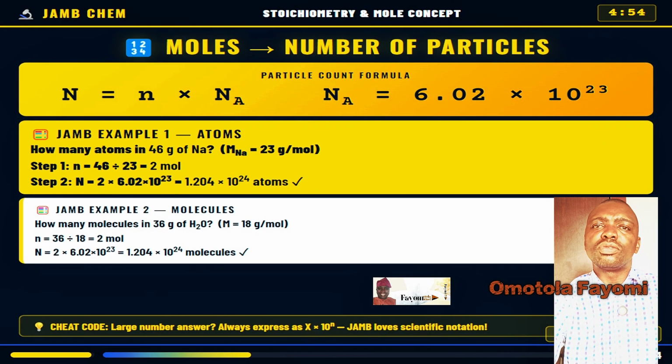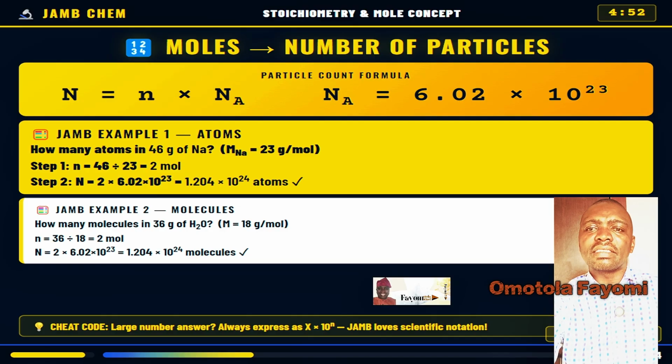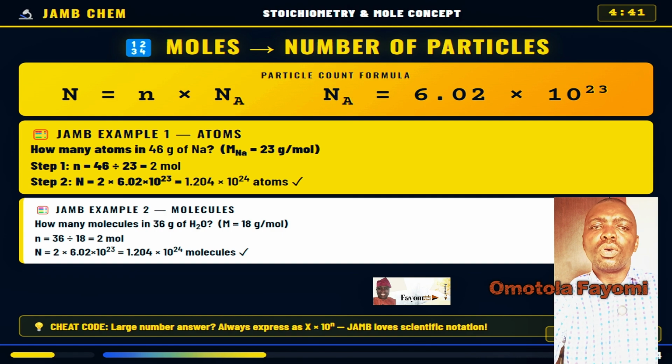Now we combine the 2 formulas. N, that's the capital N, equals n times Na, where Na is Avogadro's number. That's 6.02 times 10 raised to the power 23. Find the moles first using n equals m over M. That's mass over molar mass. Then multiply by Avogadro's number.